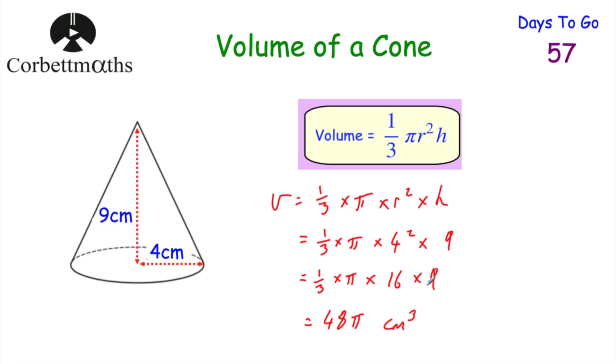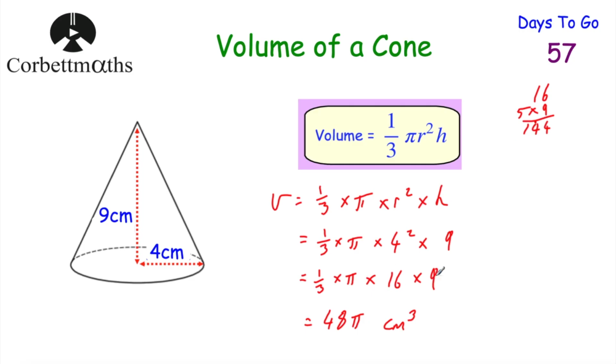So we've done 1/3 of 9, which is 3, and then done the 3 times 16, which is equal to 48. So we've got 48 pi centimeters cubed. Alternatively, you could do 16 multiplied by 9. So 9 times 6 is 54, put the 4 down, carry the 5. 9 times 1 is 9, plus 5 is 14, so we've got 144.